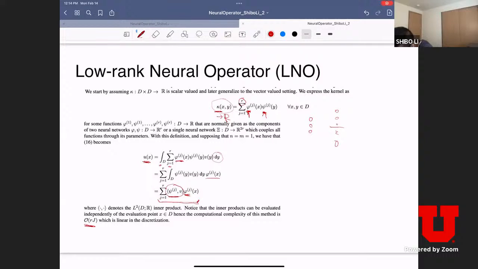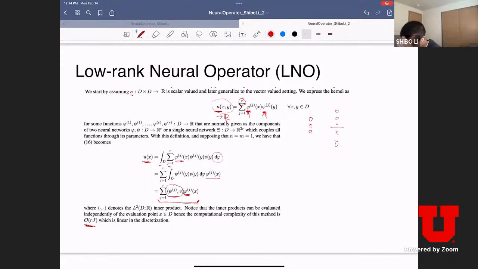Yeah. So if the kernel is a scalar, then phi should be a scalar function also. It's not a vector function. Okay, then psi j, yeah. This notation here is really awkward. So psi j is a vector, but psi j evaluated at a bunch of points sampled from D.